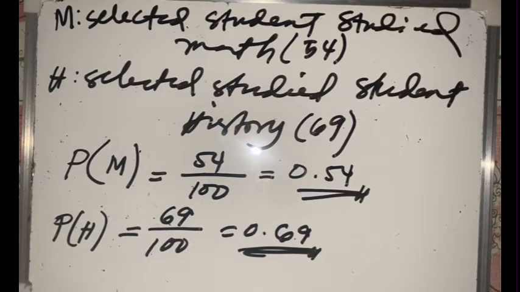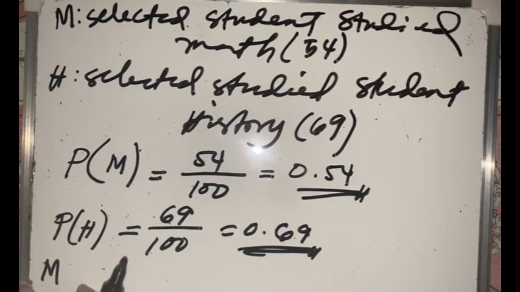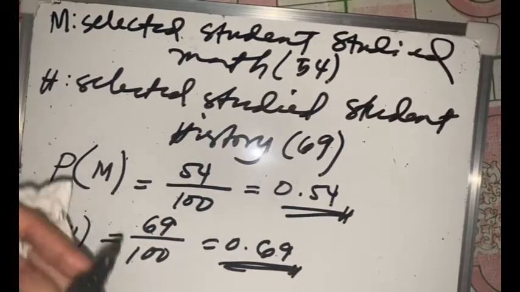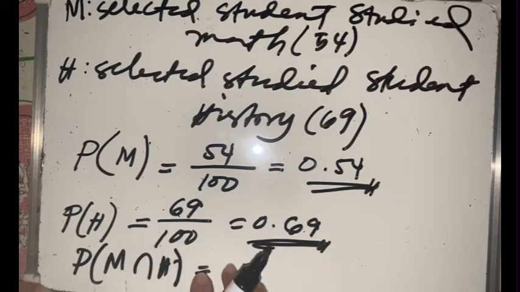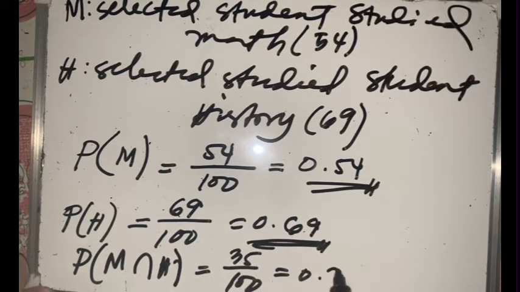And then M, the selected students who studied math, intersection of the selected students who studied history, denotes the students who studied both math and history. That would be probability of M intersection H is equal to 35, the students who studied both math and history, right? So that would be 35 over 100 is equal to 0.35.